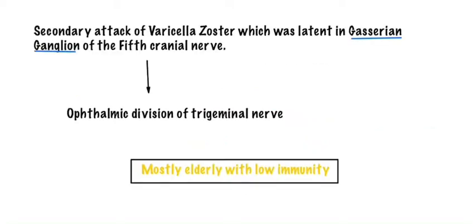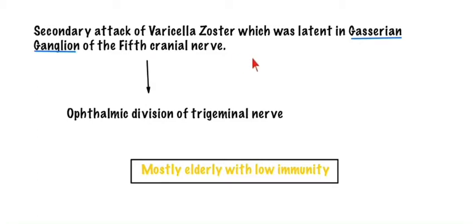Herpes zoster ophthalmicus is actually a secondary attack of varicella zoster, which was latent in the Gasserian ganglion of the fifth cranial nerve, which is the trigeminal nerve. So the virus caused an infection. Then it had been latent in which ganglion? In the Gasserian ganglion of the trigeminal nerve. This is an MCQ. Which ganglion? Gasserian ganglion.